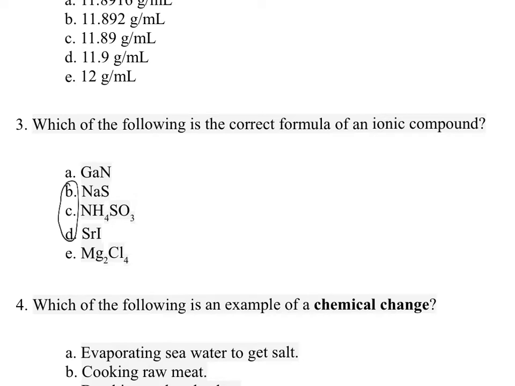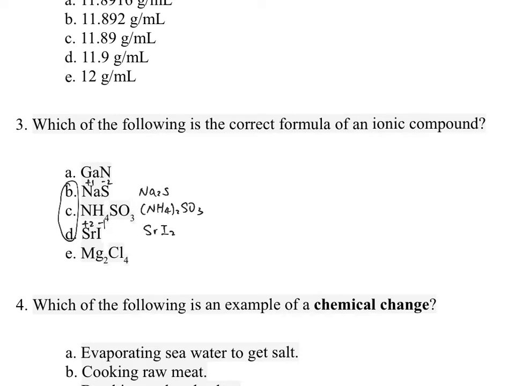Okay, so Na is +1, sulfur is -2. There's no way that these two can match up 1-on-1, so the correct one would be Na2S. Ammonium is +1, sulfite is -2, so the correct formula would be (NH4)2SO3. You would need 2 of that to offset the -2 charge on sulfite. Strontium is in group 2, so that's +2 charge. Iodine is in group 7A, and that's -1 charge. That's the fluorine-chlorine group. So the correct formula of these two should be SrI2.